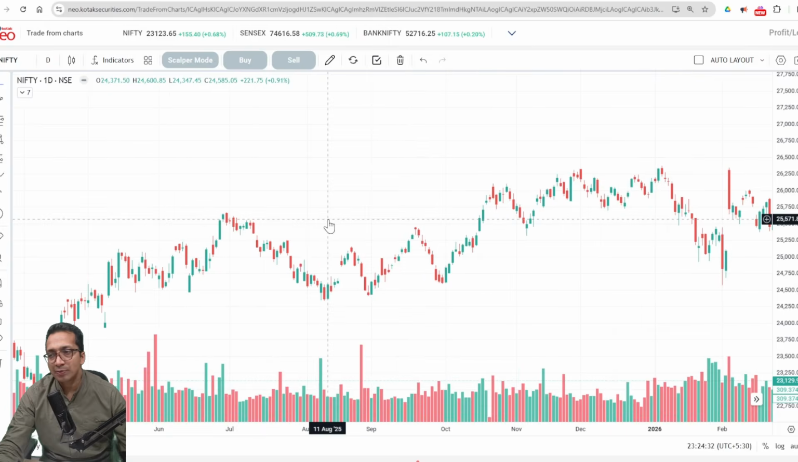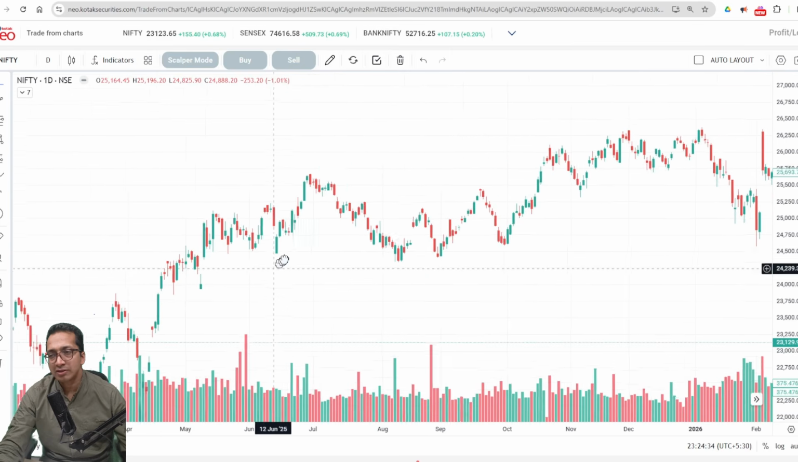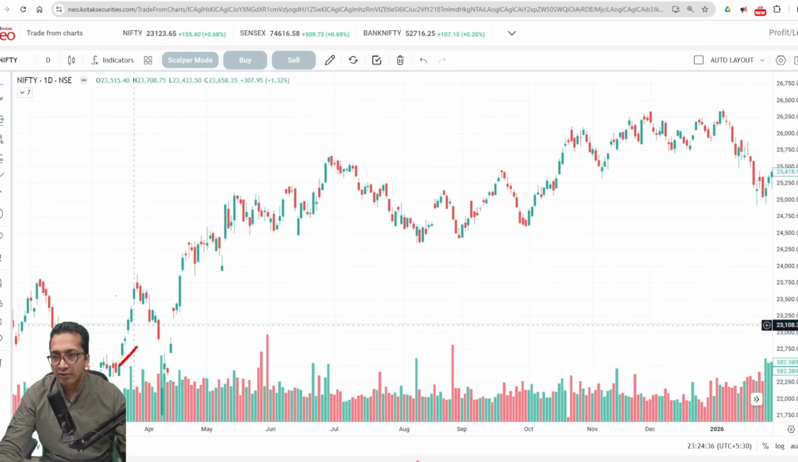When I say reversal patterns fail, that simply means, suppose we are going on the upside. The market has gone up and started to lose momentum. You would think it's a reversal pattern and that we will now go down, but it goes up. That is a failure.